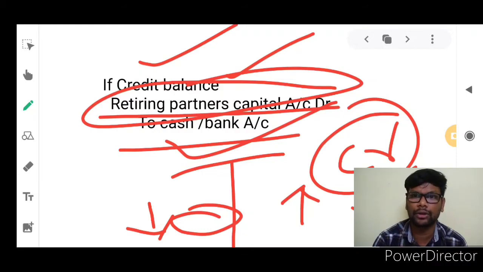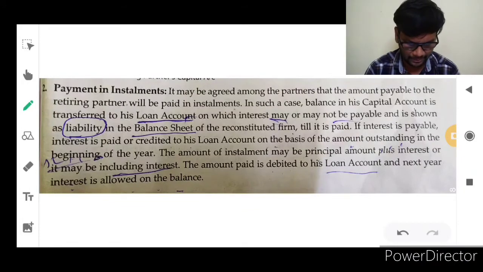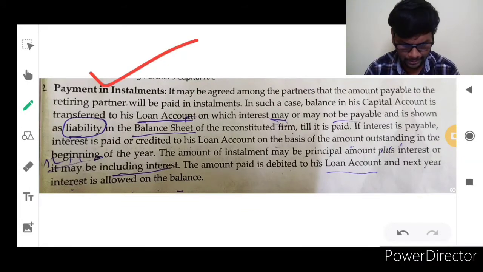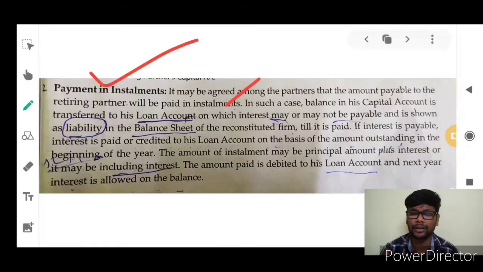This is the payment of amount due to the retiring partner. When the firm is paying in installments, it may be agreed among the partners that the amount payable to the retiring partner will be paid in installments. So all the partners should accept that. The assent of all the partners is very important when the firm decides to pay its liability to the retiring partner on an installment basis. When will the firm pay in installments? Because the firm doesn't have sufficient money to pay the entire amount to the retiring partner.